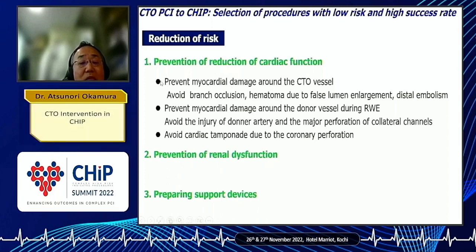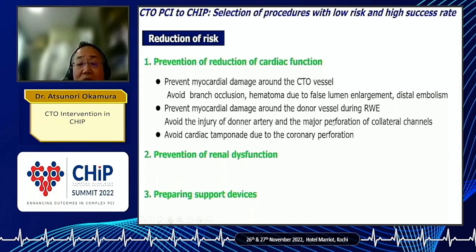You have to avoid branch occlusion during the CTO intervention, and also avoid hematoma due to false lumen enlargement. During balloon dilatation or stenting, you have to avoid distal embolization if needed. You also have to prevent myocardial damage around the donor artery during the retrograde approach, so you have to avoid injury of the donor artery. This is a very crucial point.